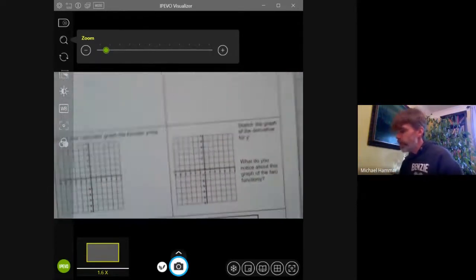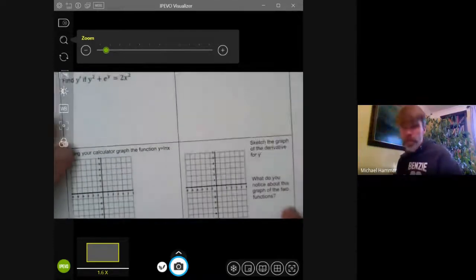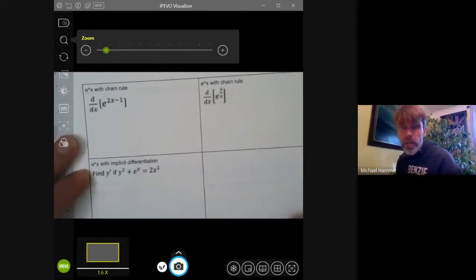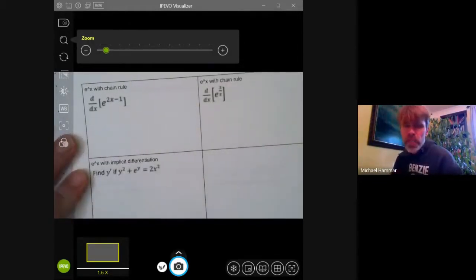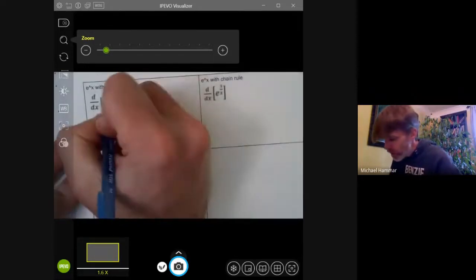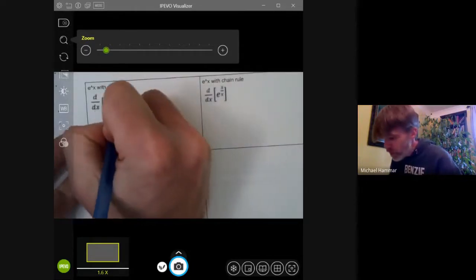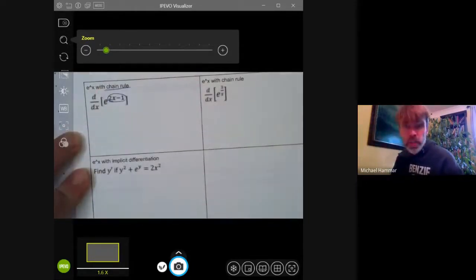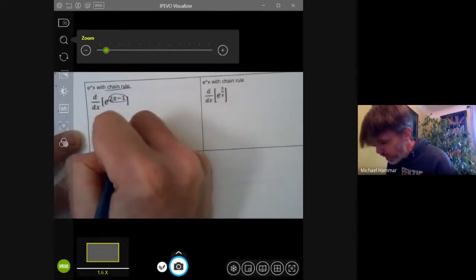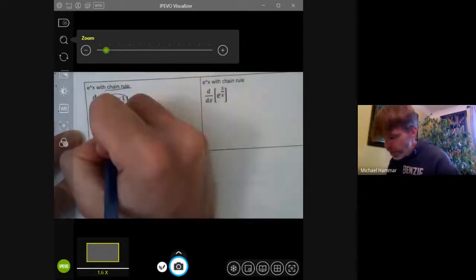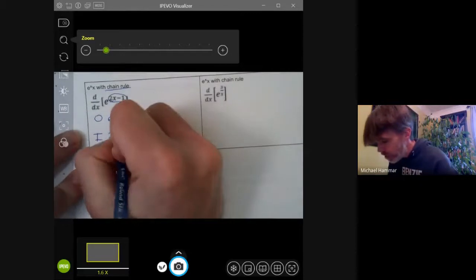So how are we going to use that? Let's go through several problems that involve using e to the x. First one, let's find the derivative of this. I'm just going to work my way through and note a couple of things. This is using e to the x with the chain rule. The first thing you need to note is your inside function and your outside function. Your inside function is 2x minus 1. Your outside function is e to the x. So take the derivative of each one.